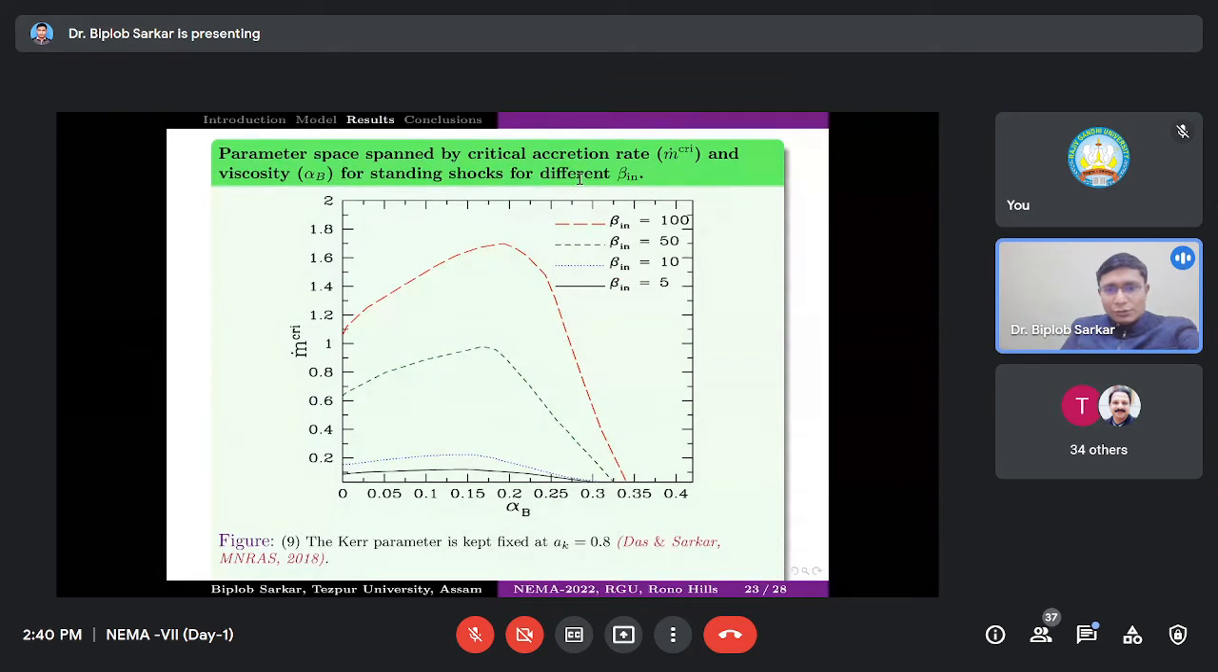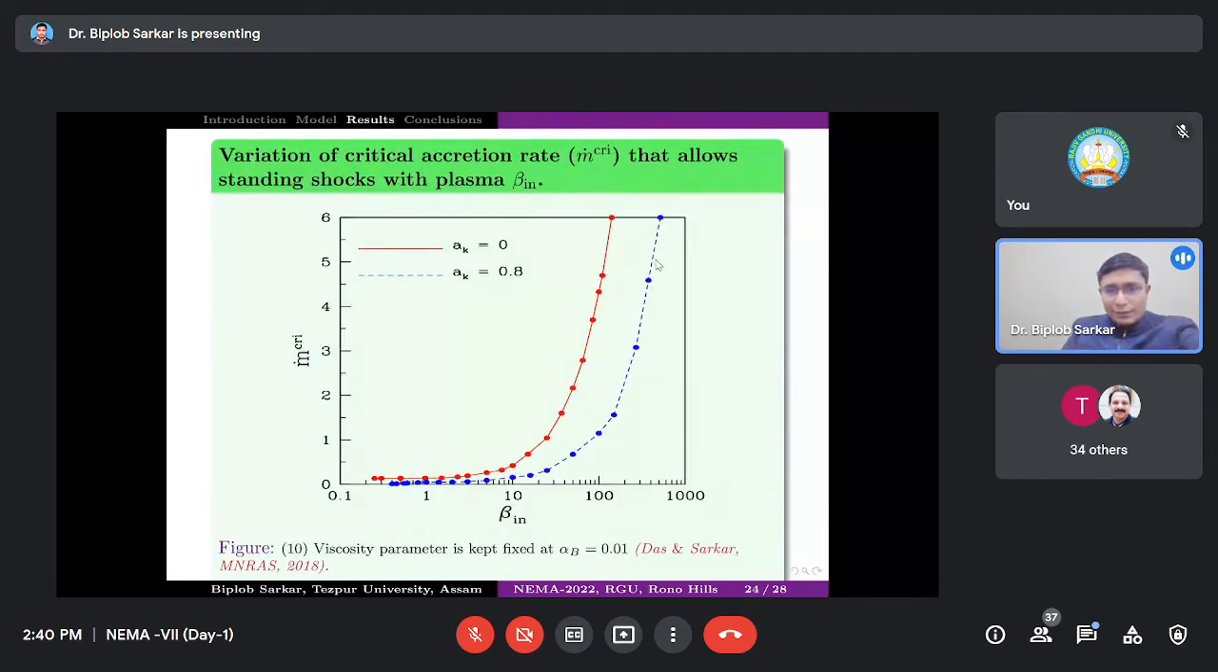So here also, by fixing a given curve parameter, I have shown the parameter space of critical accretion rate and viscosity for different values of beta in at the inner sonic point. If beta in decreases, that means the flow is more magnetically dominated, and in that case the parameter space for standing shock is reduced. So beta in 100 corresponds to a larger parameter space as compared to beta in 5.